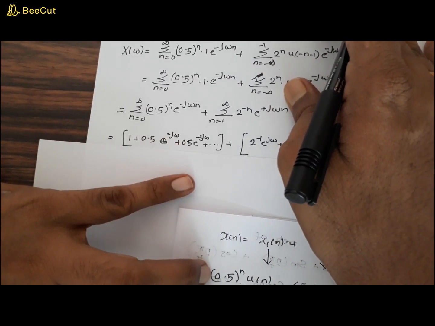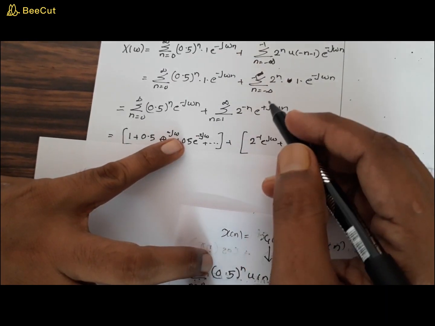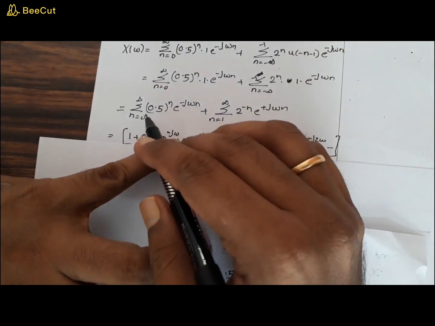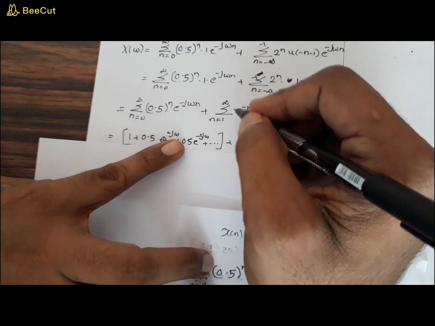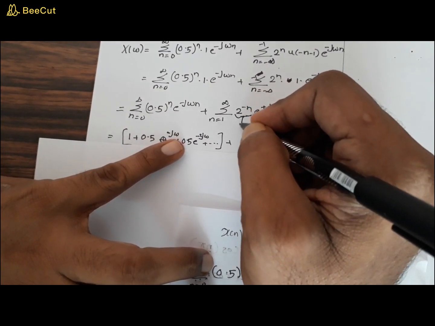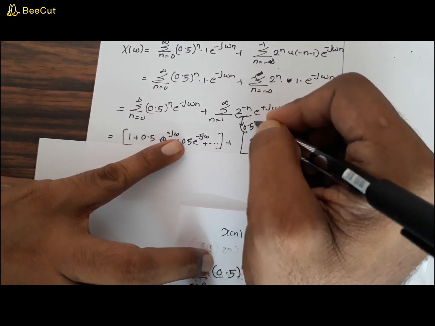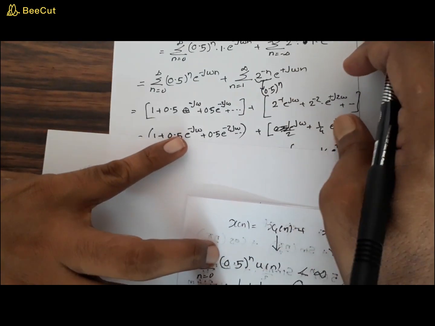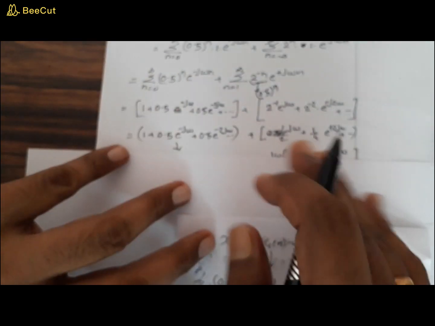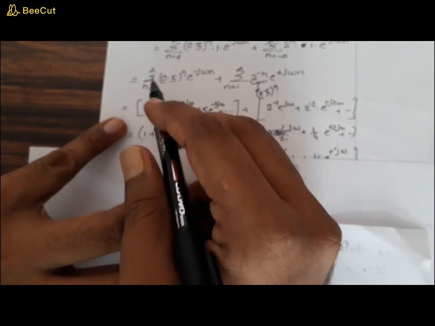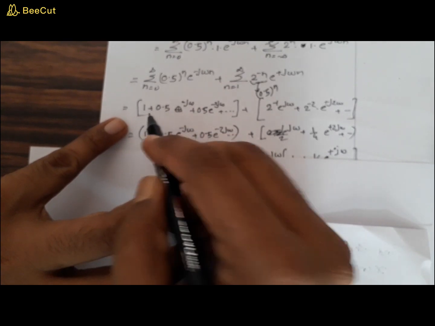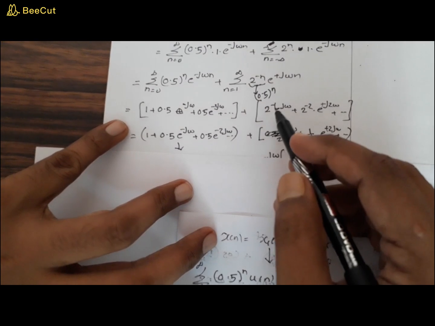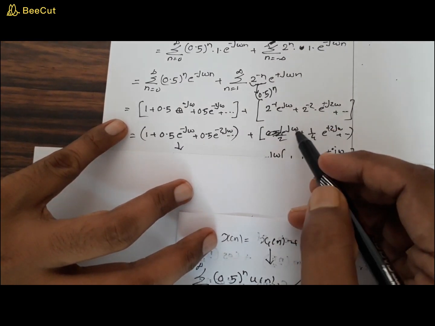Now this is 2 raised to n, and 2 raised to minus n means 1 by 2 raised to n, so it is actually 0.5 raised to n, as you can see here. Okay, now you can expand this. On expanding, you will get 1 plus 0.5 e raised to minus j omega plus 0.5 e raised to minus, and on this side this is half into e raised to j omega.